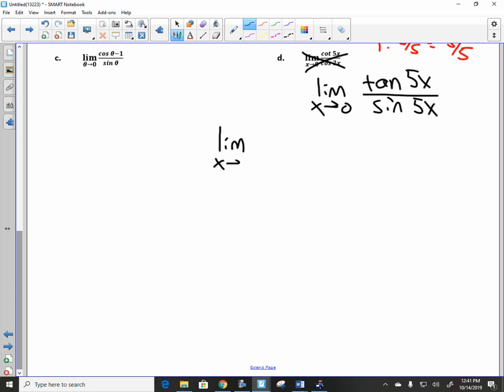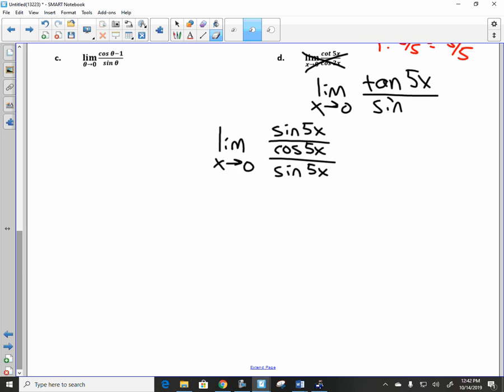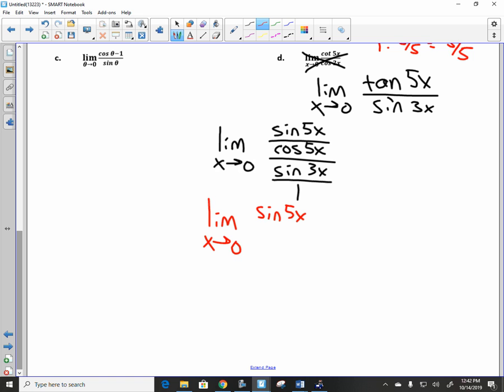Very good. We're going to rewrite the tangent to be what? Sine of 5x over cosine of 5x over sine of 5x. I'm sorry, guys. Can I change this? I never intended to be 5 here. I intended to be 3. 3x. Now what? Yep, and we're going to get the limit as x goes to 0 of sine of 5x over cosine of 5x times 1 over the sine of 3x.